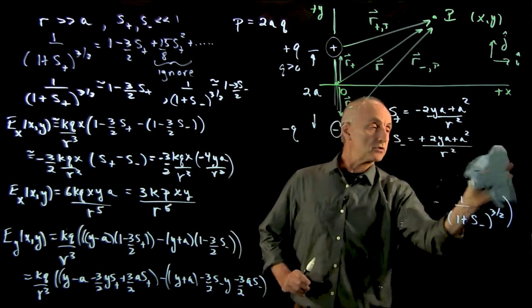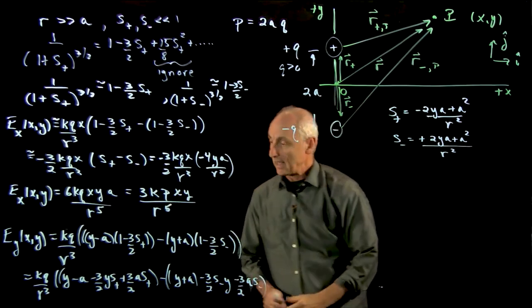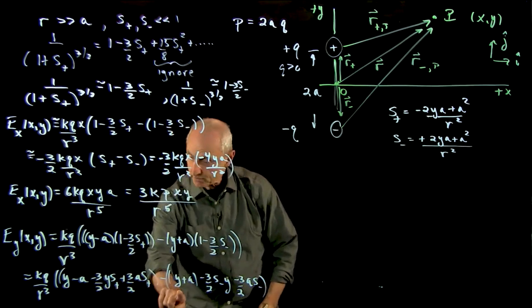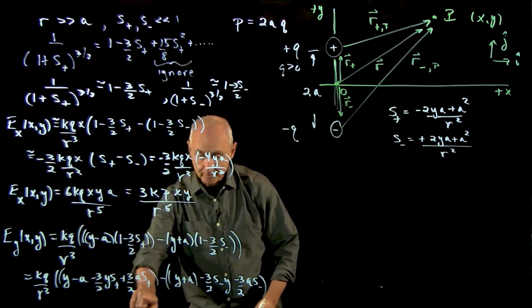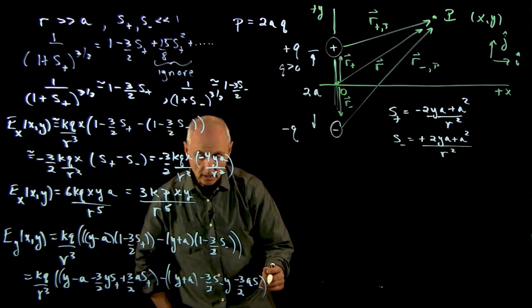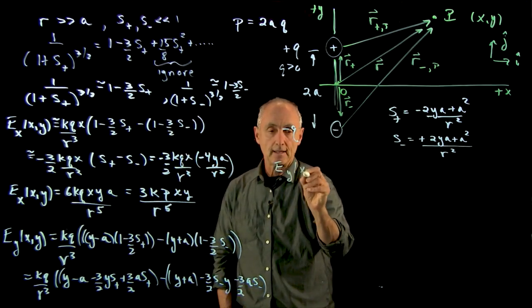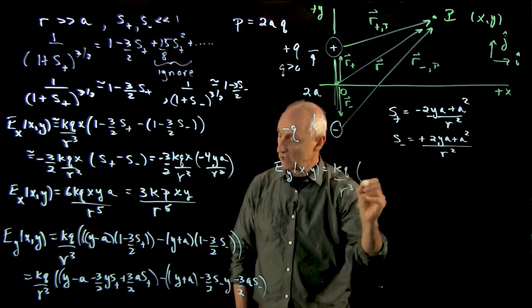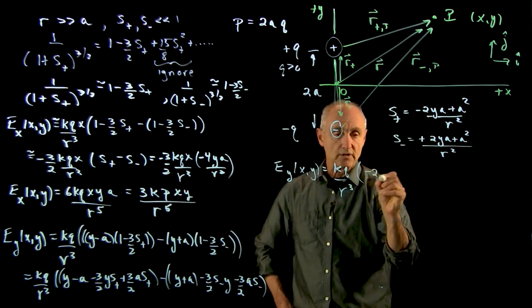So let's just get rid of those terms. We don't need them anymore. And now let's look carefully at what we have. The y's cancel. The minus a does not cancel. And we have an extra term in here. So what we get is that E_y, the xy component, is kq over r cubed. We have a minus a and a minus a. So that's minus 2a.